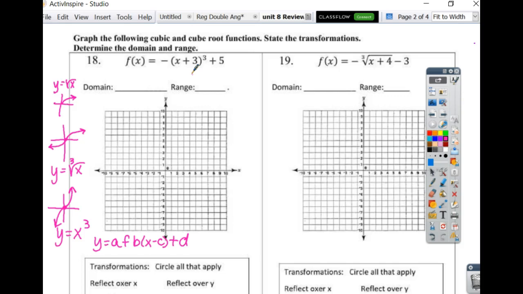So once you know that, the rest is easy. So then it's minus 3, 1, 2, 3, 4, 5. And if there's no stretch and compression, we use up 1 and over 1 and down 1 and over 1. But I know this is reflected, so I'm going to go this way. And we know that the domain and range is all real numbers.